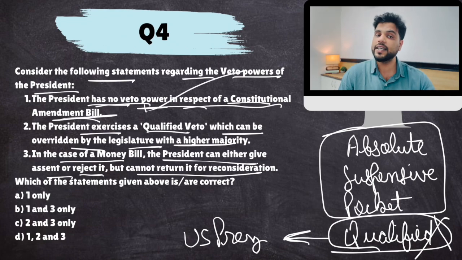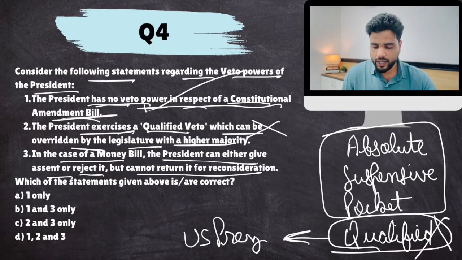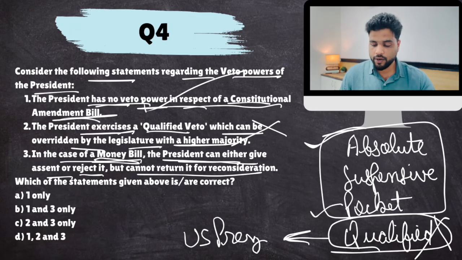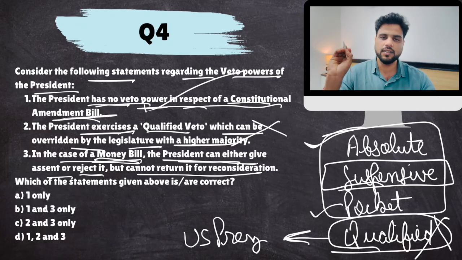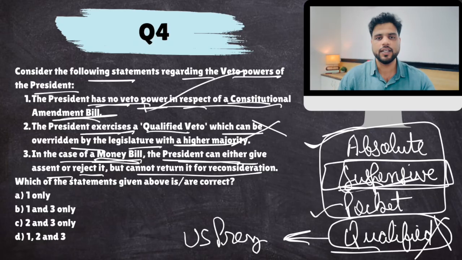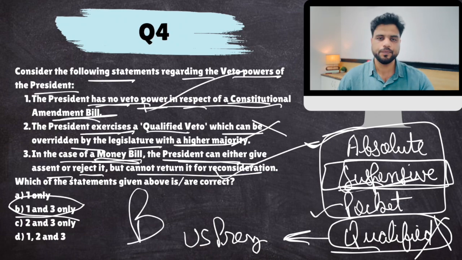Absolutely correct. The president cannot veto. He has to give his assent to a constitutional amendment bill. The president exercises qualified veto. No, Indian president does not have any qualified veto. But in case of money bill, the president has absolute veto or pocket veto, but does not have any suspensive veto. Basically, in case of money bill, the president either signs the bill or rejects it, but he cannot send it back for reconsideration. So this is also correct. Answer is 1 and 3 only.